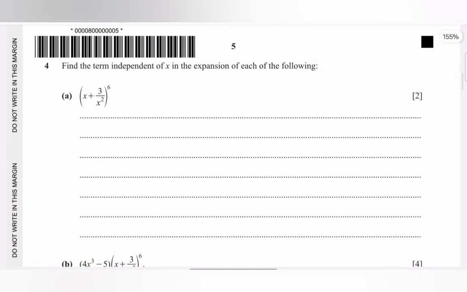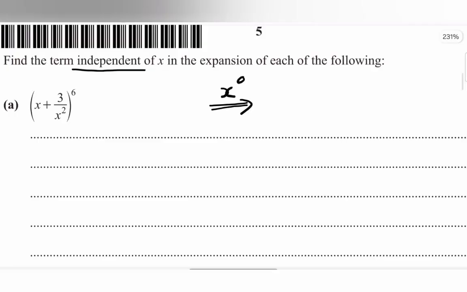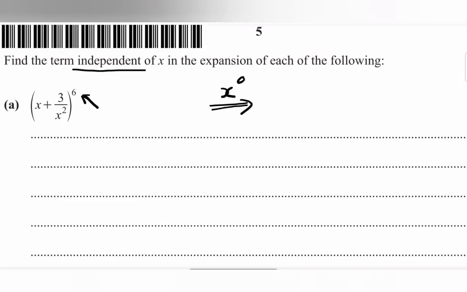And for the fourth question here, saying find the term independent of x in the expansion of each of the following. And part A, we have x plus 3 over x squared to the power 6. So the term independent of x is the term with x to the power 0. So what we're going to try and do here is to find a number that we can choose from 6 that gives us a term in x to the power 0.